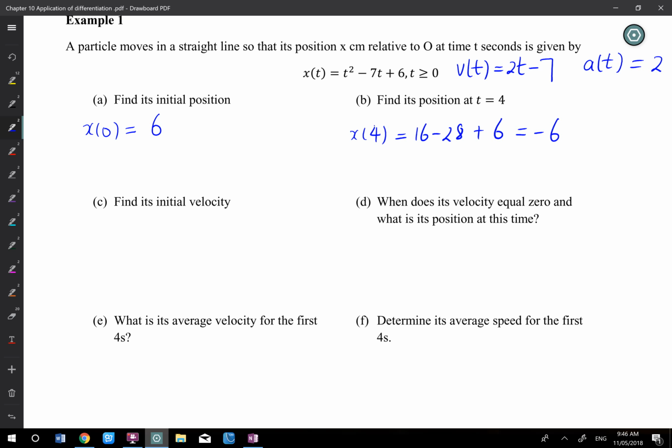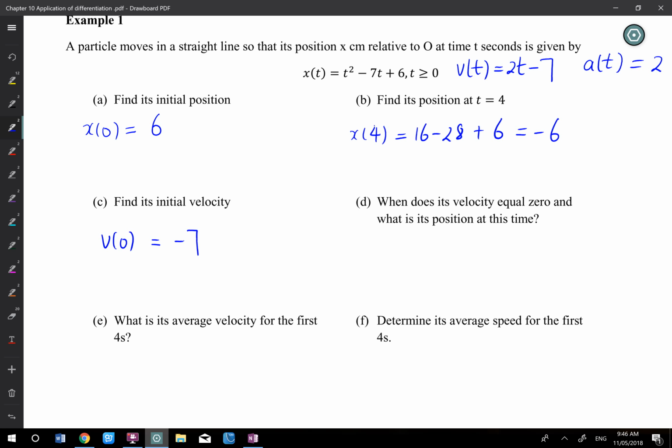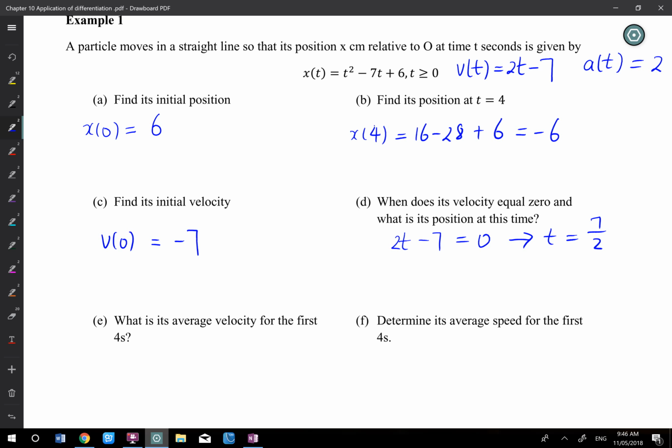Find its initial velocity. Initial velocity is v0. That is just minus 7. When does its velocity equal 0, and what is the position at that time? So we want 2t minus 7 to be 0. That gives me t equals 7 over 2.